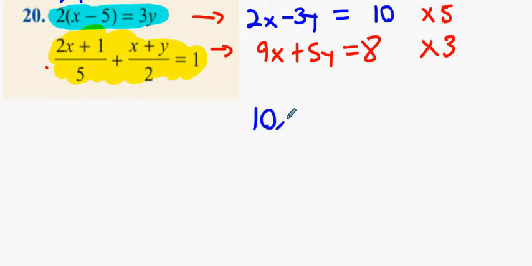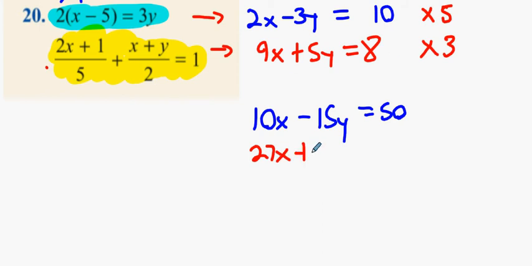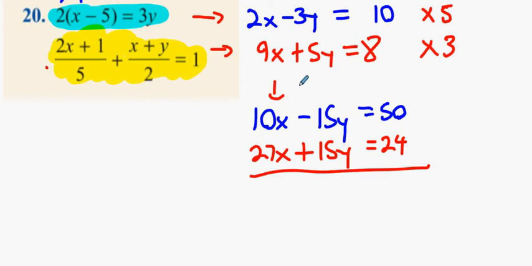10x minus 2. 5 times minus 3. Minus 15y. 5 times 10. Okay, next one. 3 times 9x. 3 times 5. 3 times 8. 20. Excellent. Add downwards. What do you get? 37.